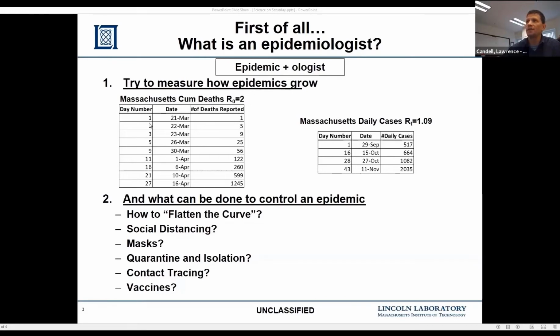And the 2 things that an epidemiologist wants to do are, first of all, to try to measure how epidemics grow. That has a lot to do with what I was showing you with my calipers. And then they want to know what to do about it.